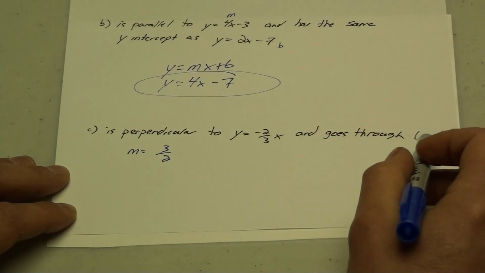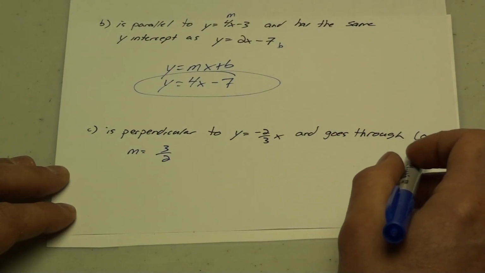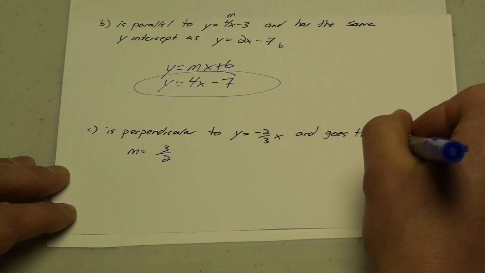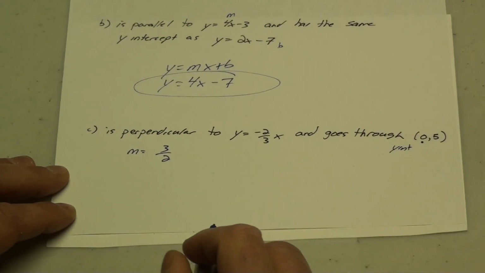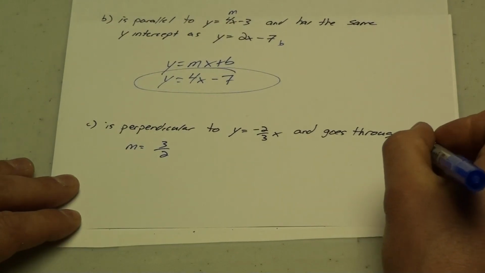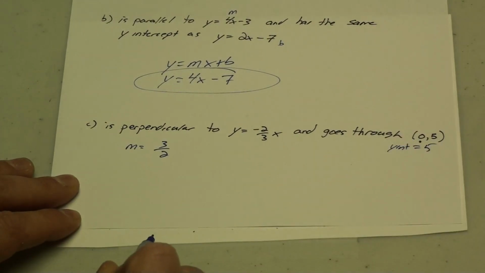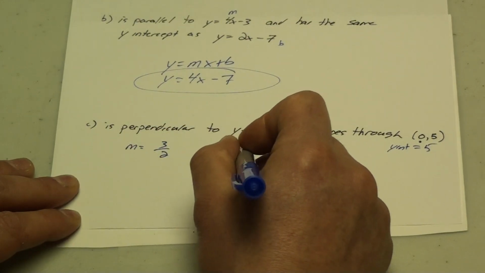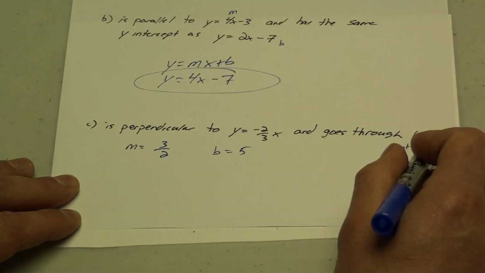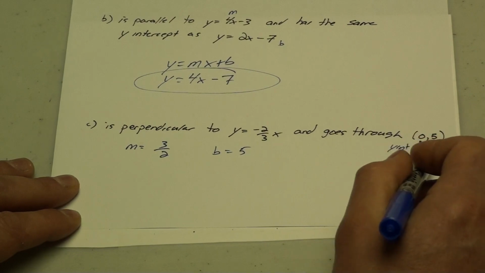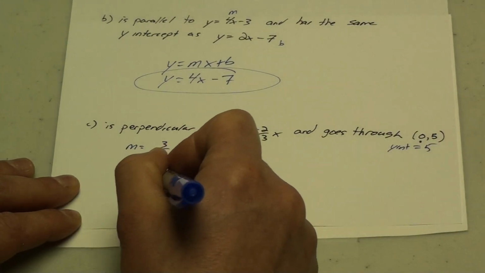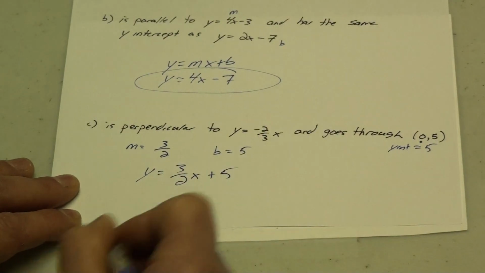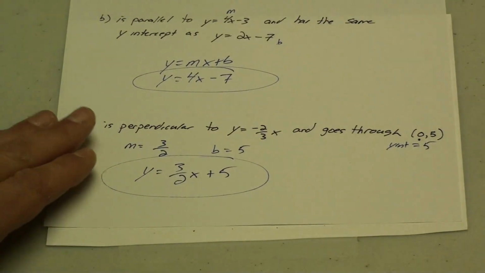Goes through the point 0, 5. Now 0, 5, when x is 0, that is my y-intercept. So that means my y-intercept is simply just 5. So I have my m of 3 over 2 and my b value of 5. 0, 5 is your y-intercept. So that means my equation is y equals 3 over 2x plus 5. Done.